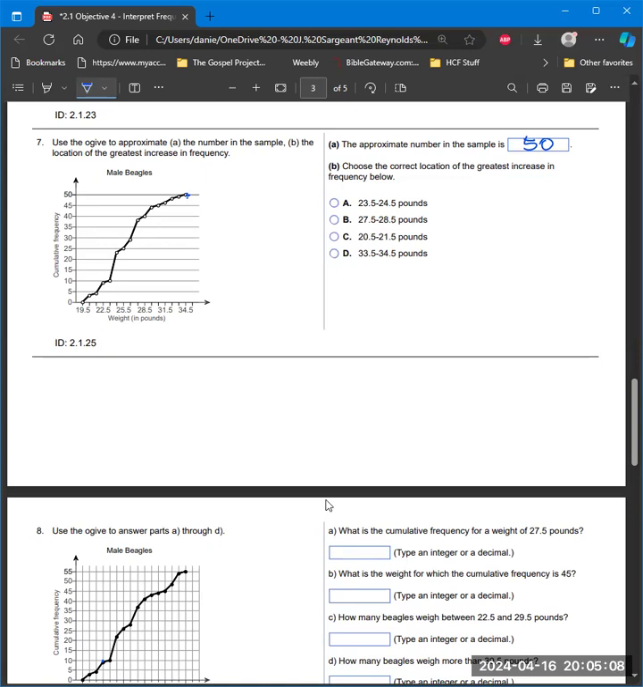Choose the correct location of the greatest increase. So we're looking for the steepest slope here is what we're looking for, and that's this piece right here. And that goes between 23.5 and 24.5 pounds. So 23.5 and 24.5 pounds right there has the greatest increase, the steepest slope right there.